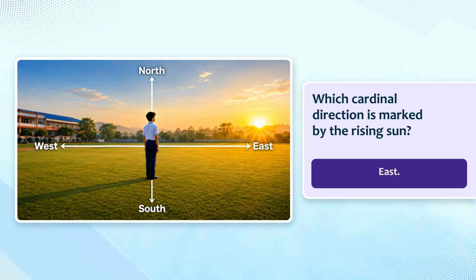Use the sunrise clue in the picture. Which cardinal direction is marked by the rising sun? The horizon gives the answer. East. The east label is placed beside the rising sun.